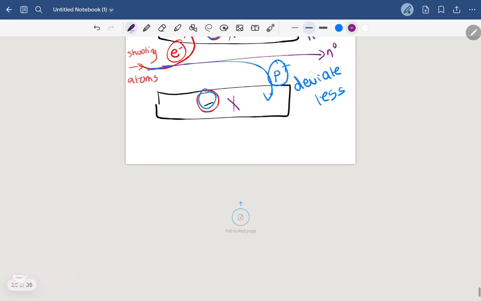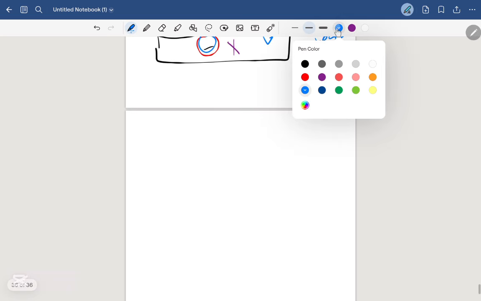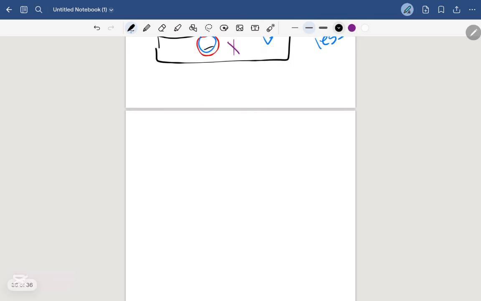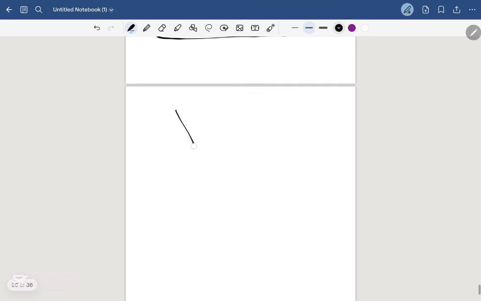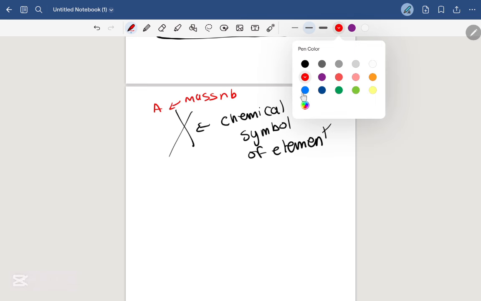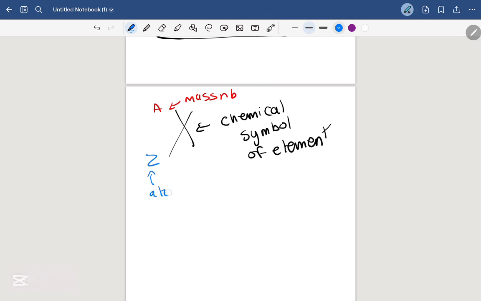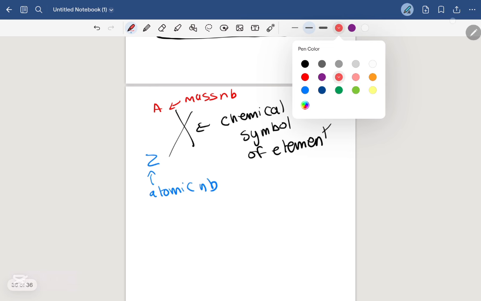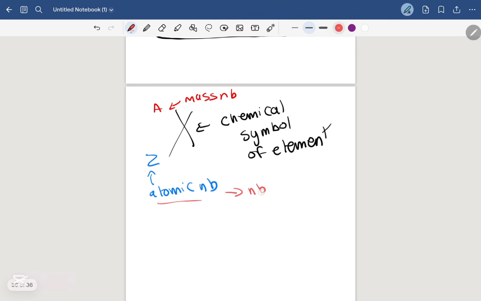So this is now like the basis and definition of subatomic particles. After this, we'll move on to the representation of an element. We first start with X. X is the chemical symbol of the element. Then, we have on top A, which is the mass number. And then we have on the bottom Z, which is the atomic number. All right, perfect. Now, atomic number we know is the same as the number of protons.